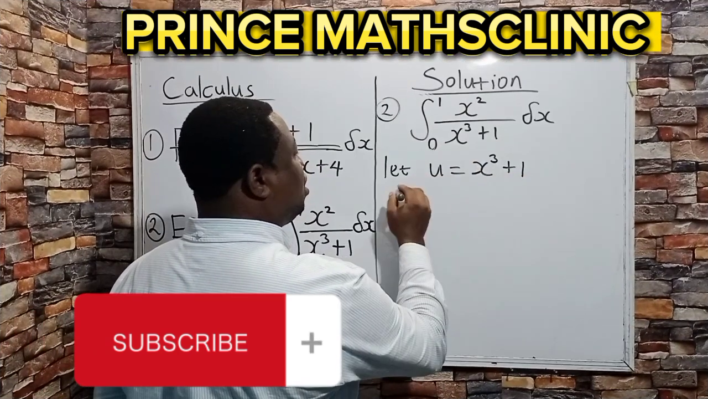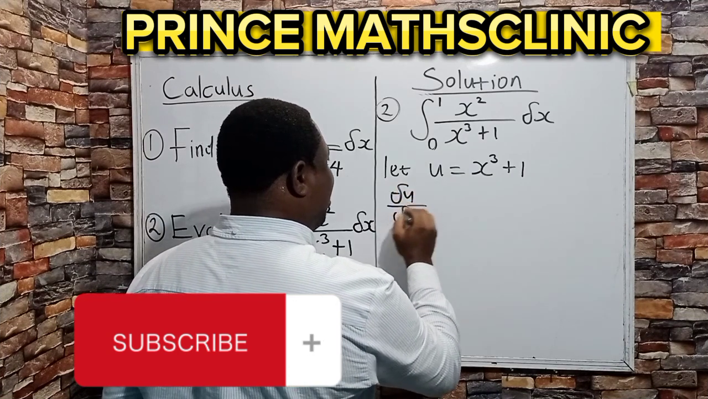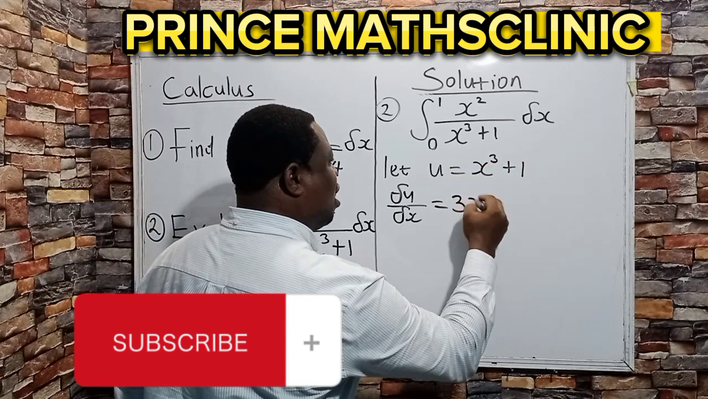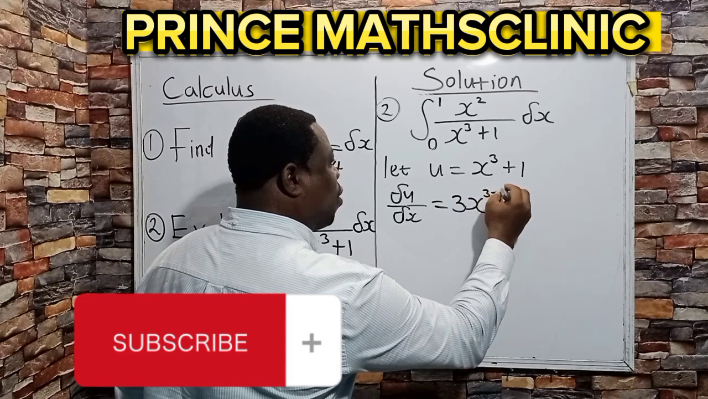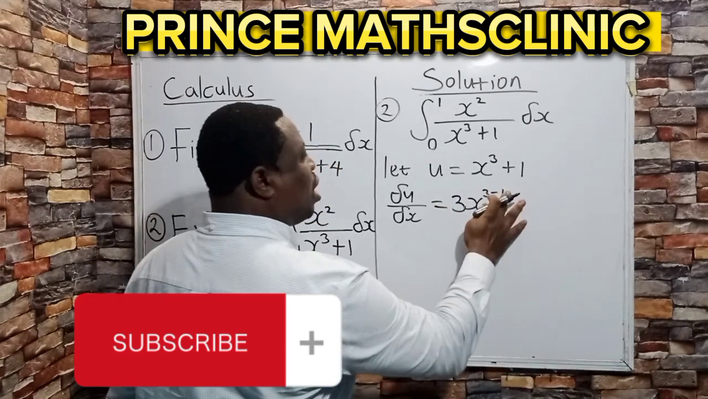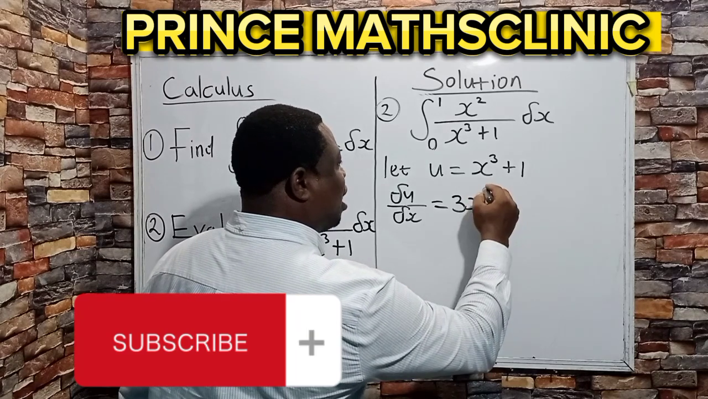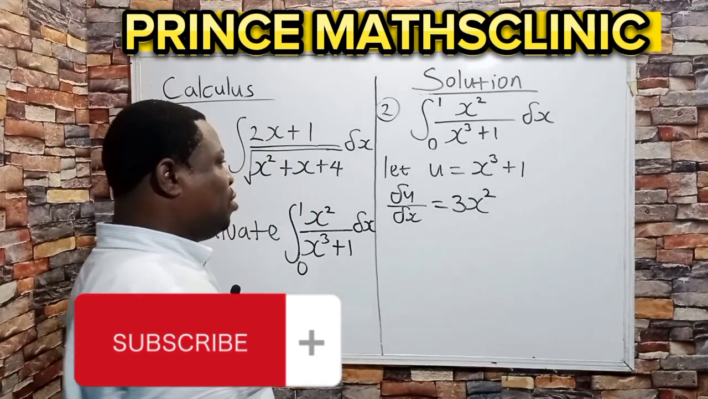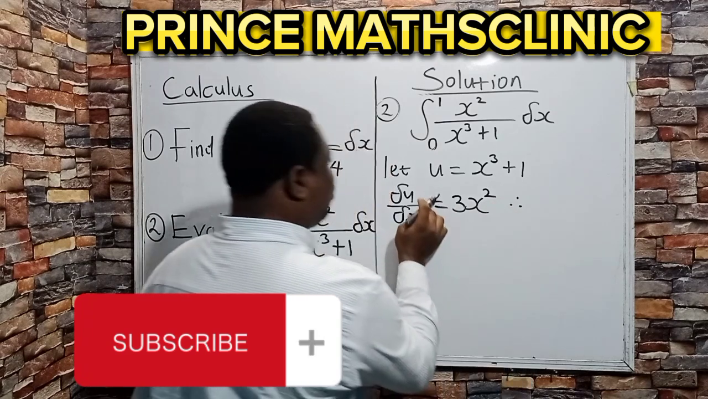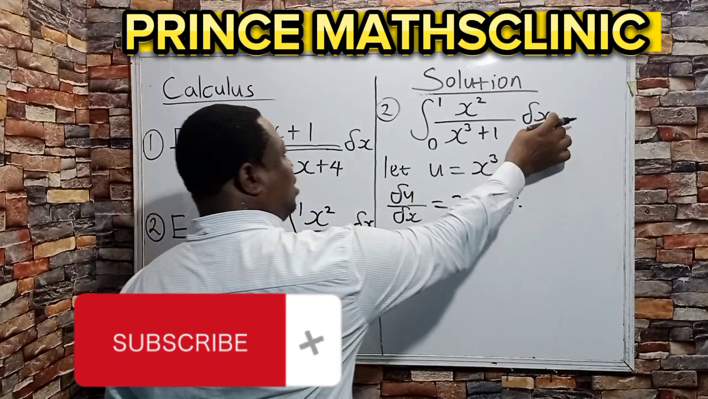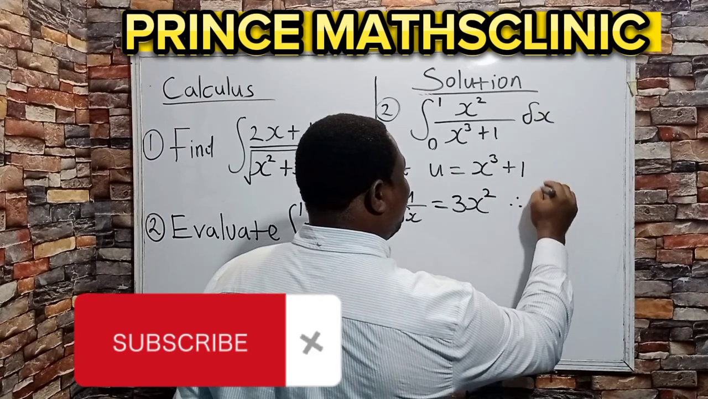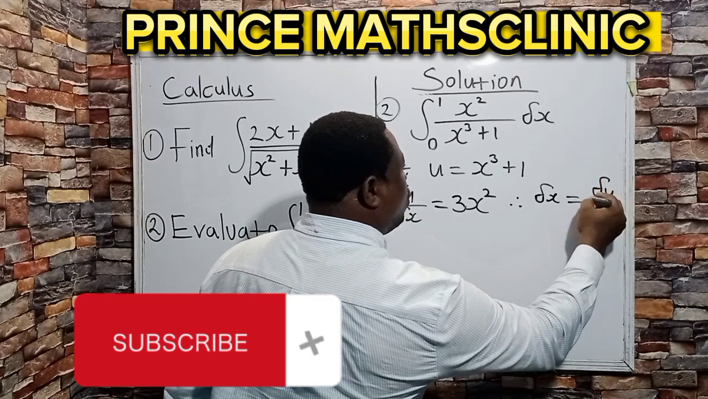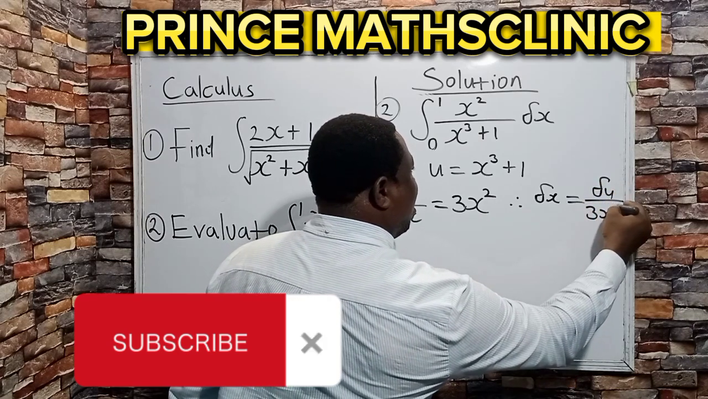Such that if I differentiate u with respect to x, it will be 3 times what we have here. So it will be 3x, then 3, then take 1 from the power. So 3 minus 1 is 2. So I'll write it as 3x squared. Then if you differentiate a constant, you get 0. Therefore, I want to make x the subject so that I can replace it here. Therefore, dx will now become what? du over 3x squared.